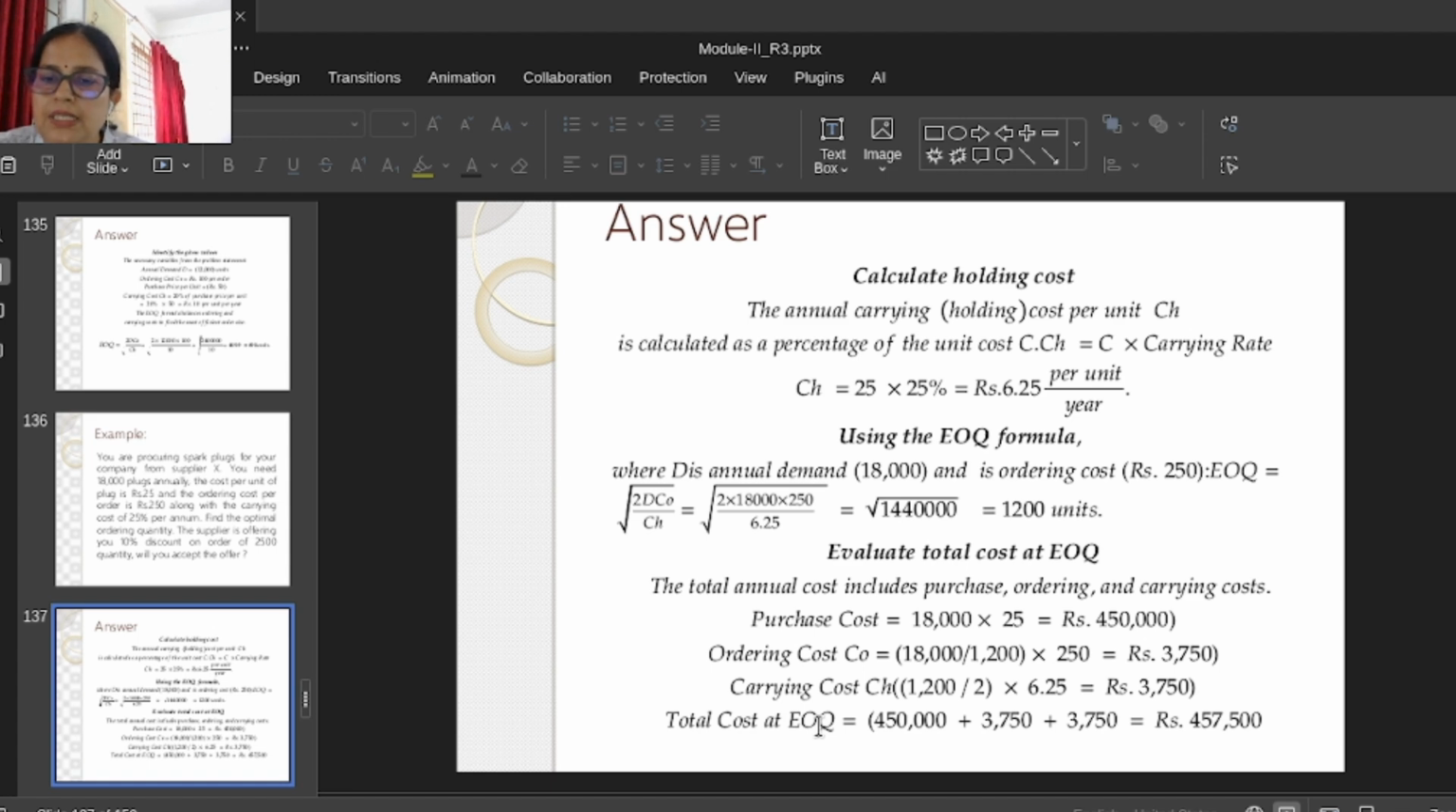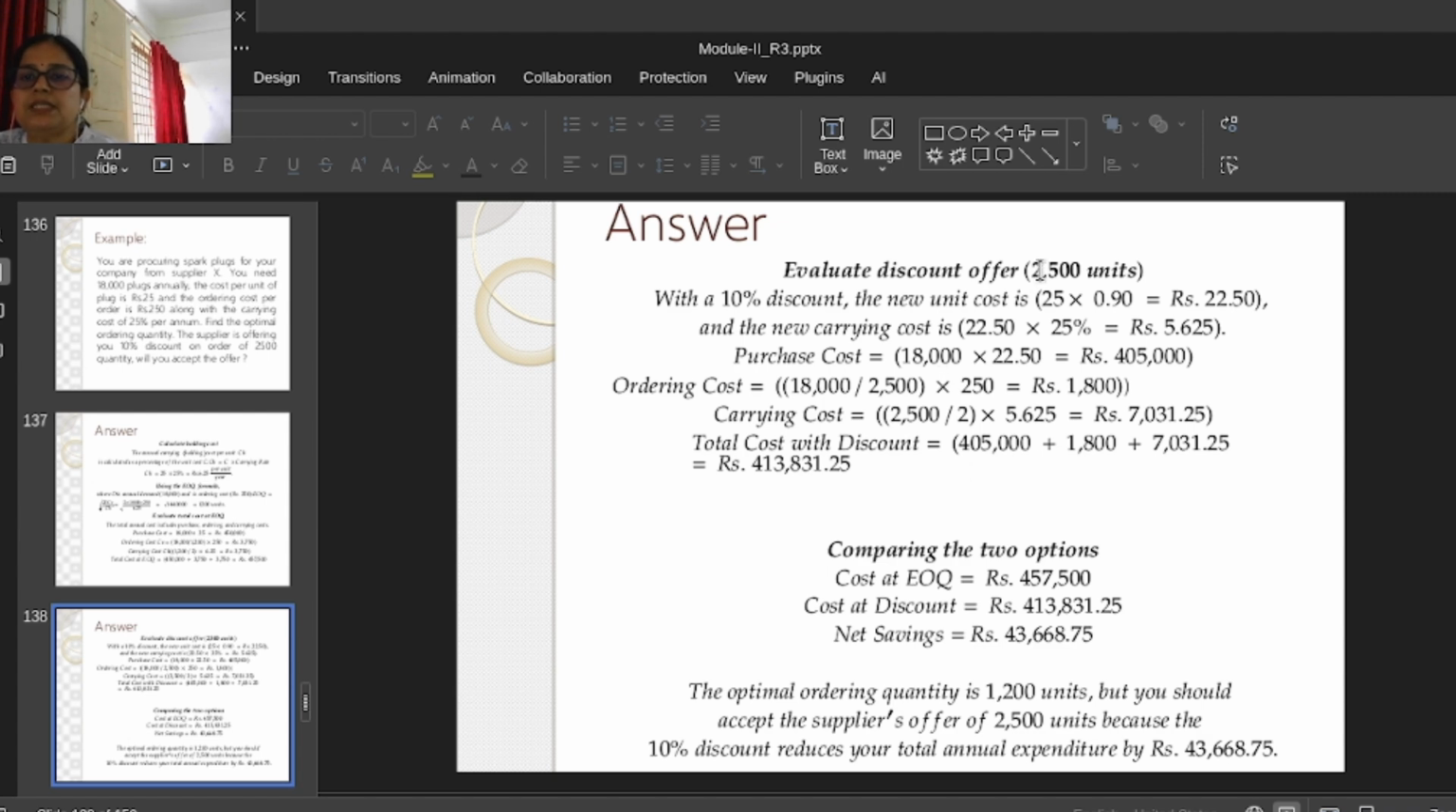See, I have already discussed that we need to add the purchase cost in the total cost. Here we have added the purchase cost, that is the annual demand into the cost of one product. So the total cost at EOQ is the purchase cost plus ordering cost plus carrying cost, that is 4,57,500. Let us see what the discounted price is.